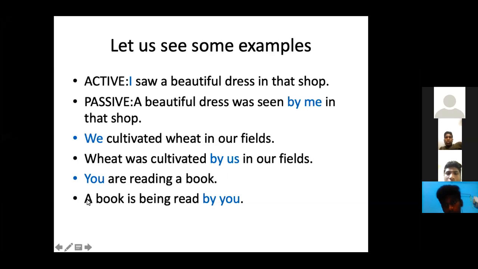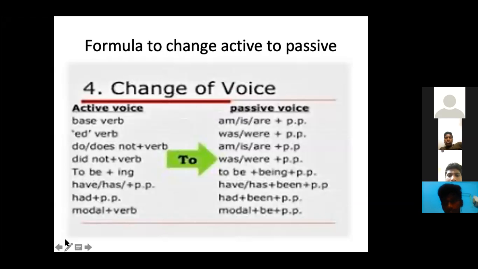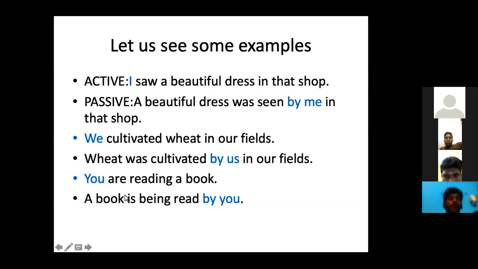So when you change it to passive, it becomes "a book is being". This is in the present tense. Simple present continuous tense. Correct. When the ing form of the verb comes, what do you have to do? You have to write "being" instead of the ing. Then "read by you". So it becomes "A book is being read by you."